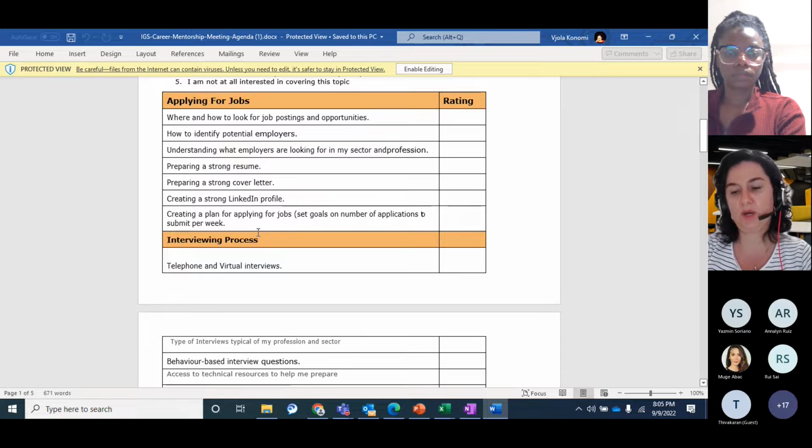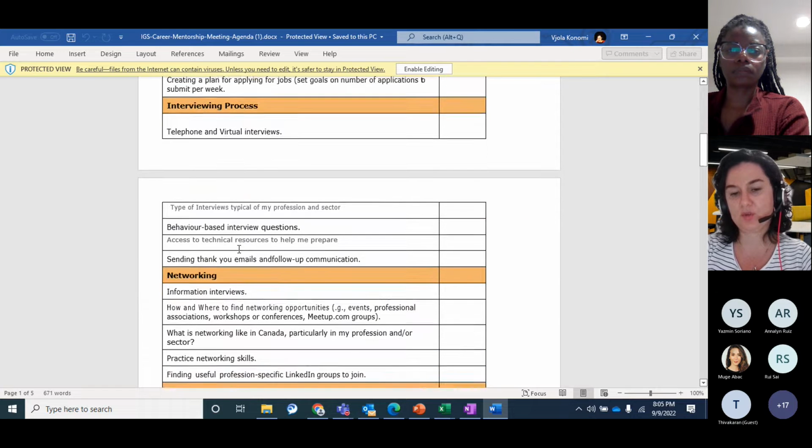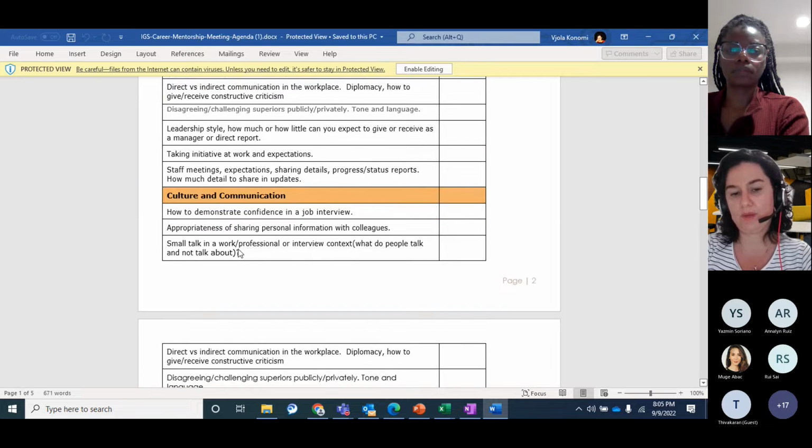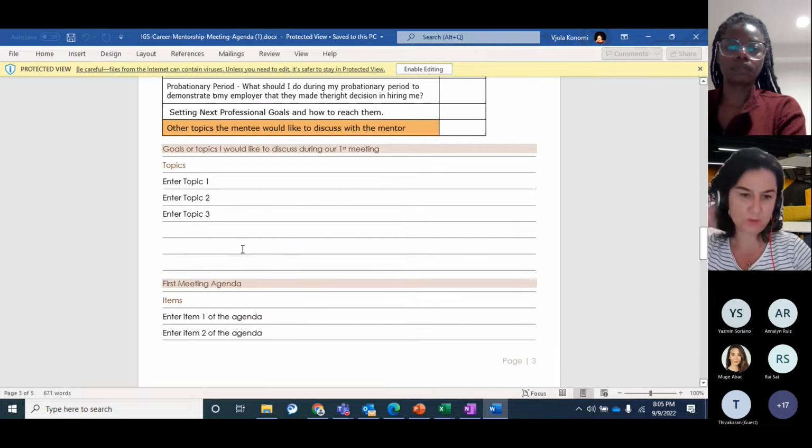So if, for example, in one of your mentoring sessions, this is a priority topic for you, you can put a rating, or you can just include these topics in this agenda and send it to your mentor in order for your mentor to prepare and to provide guidance on that specific topic.